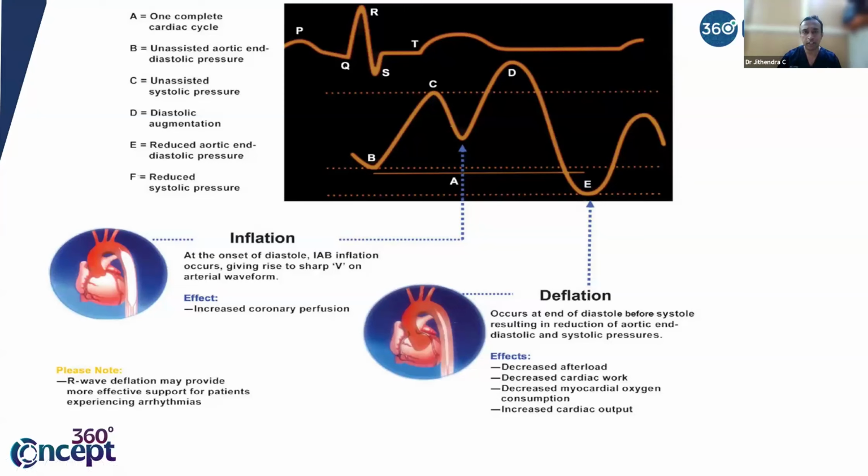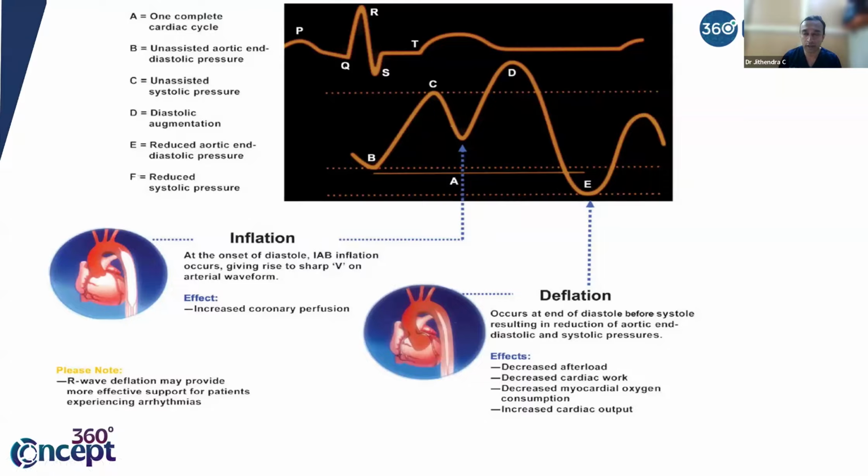And next is your F. That is your reduced systolic pressure. This F, sorry, there is no marking here. So this is your F, which is your reduced systolic pressure, seen in the assisted waveform: the systolic pressure goes down. So these are the parameters; remember these terms. B is your unassisted end diastolic pressure. C is your unassisted systolic pressure. D is your diastolic augmentation. E is your assisted end diastolic pressure. And F is your assisted systolic pressure, which is less than the unassisted one.